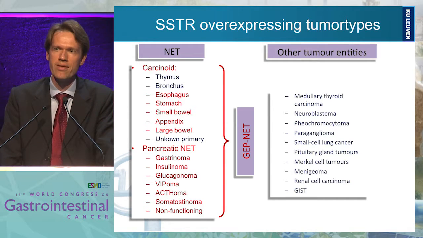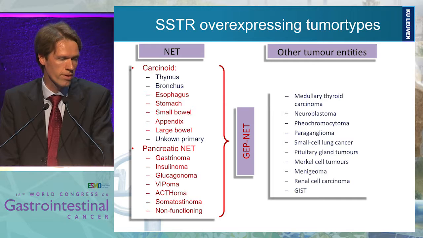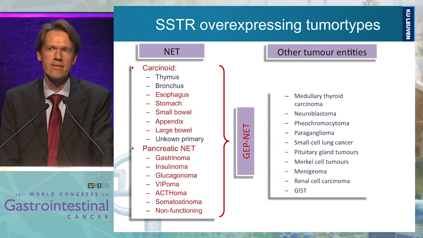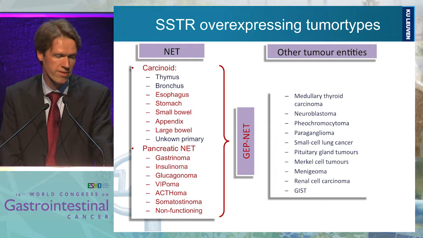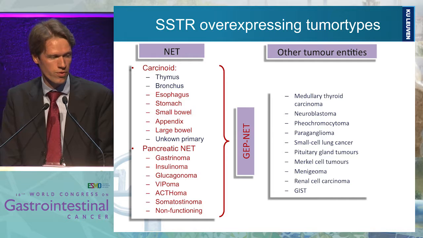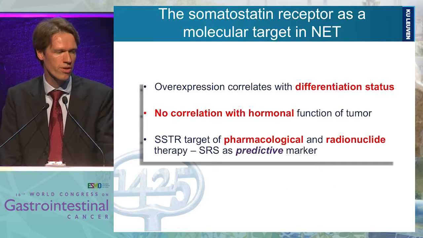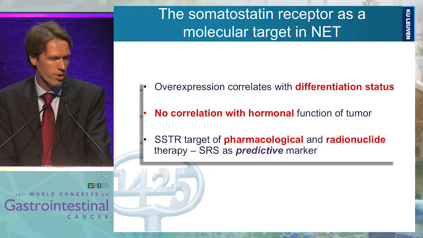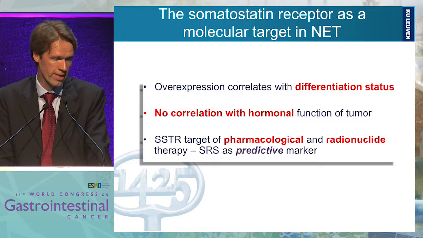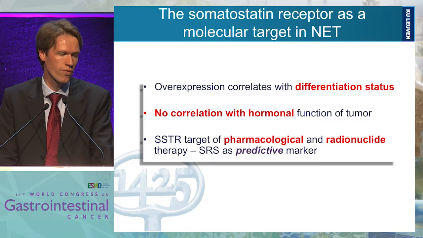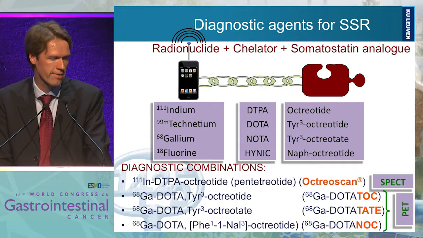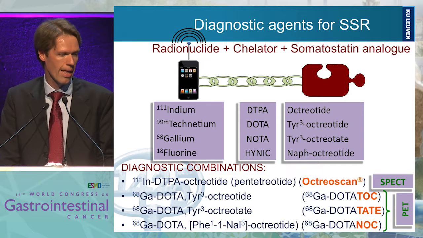Now, the somatostatin receptor is overexpressed in all the typical NETs, carcinoids, pancreatic NETs, but also in other tumor entities. This is important to remember, such as, for instance, meningiomas, but also renal cell carcinoma, GIST, and tumors of the neural crest. So it's not specific for neuroendocrine tumors. The overexpression of the SSR correlates with differentiation status. It doesn't correlate with hormonal function, and it is a target, of course, for pharmacological treatment or radionuclide therapy, as we heard from the NETTER-1 trial.